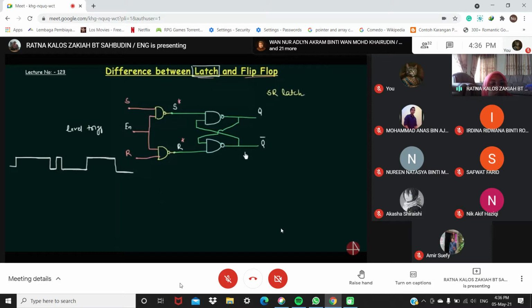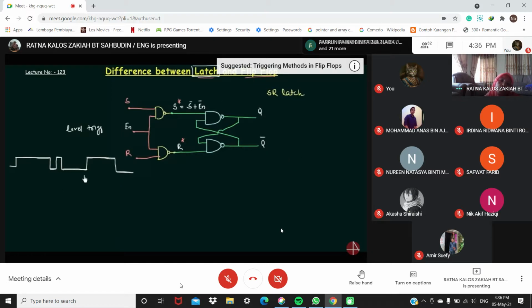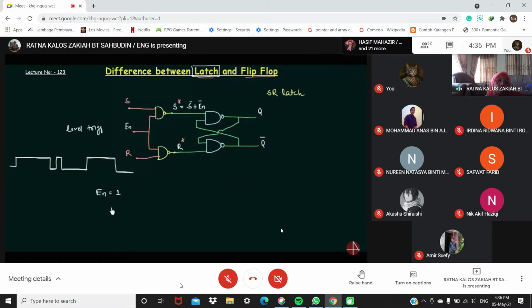Now, what happens in the case of flip-flops? But before actually going to the flip-flops, let me first explain why this circuit is operational when the enable is high. It's very simple. If I write the value for S star, then it will be S complement or En complement. So if the value of En is equal to 1, which means S star is equal to S complement, and when the value of En is equal to 0, or when it is low, the value of S star is equal to 1.